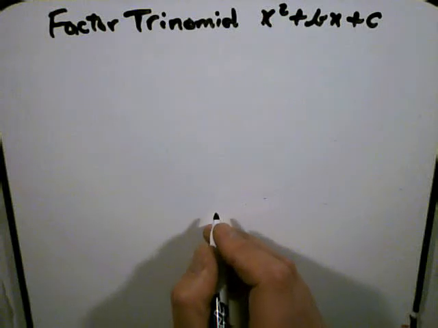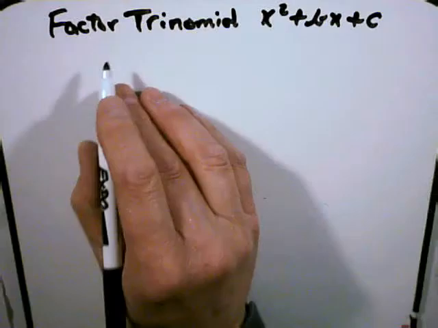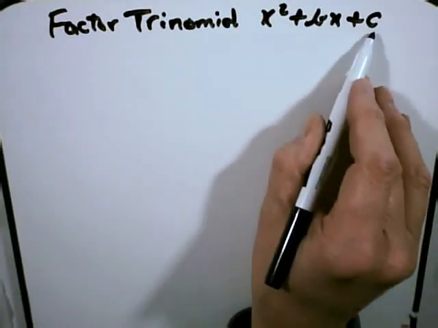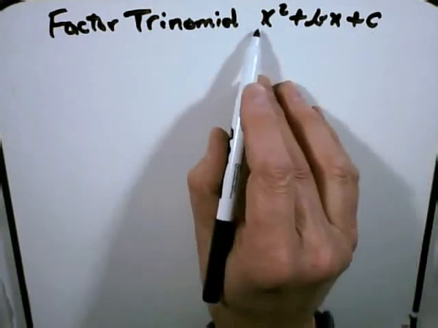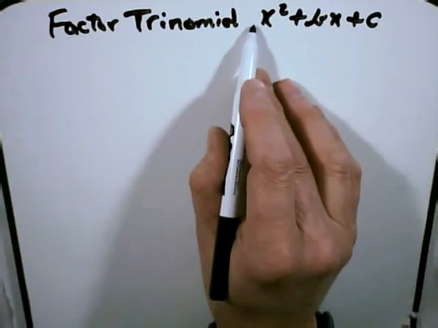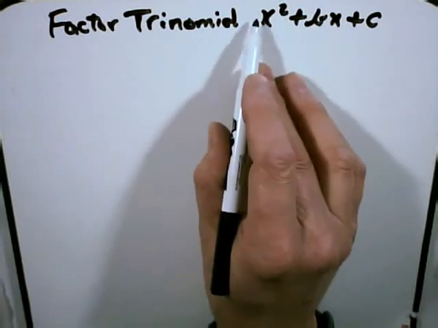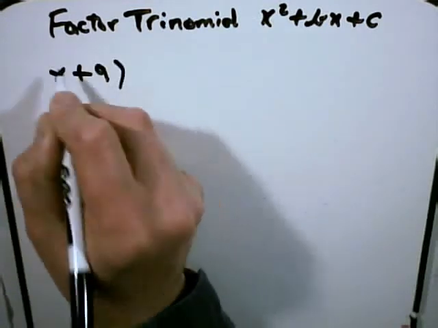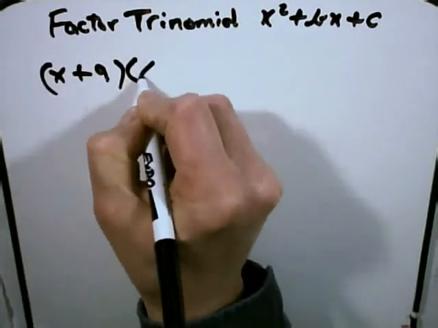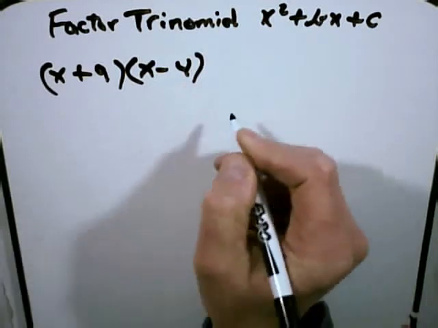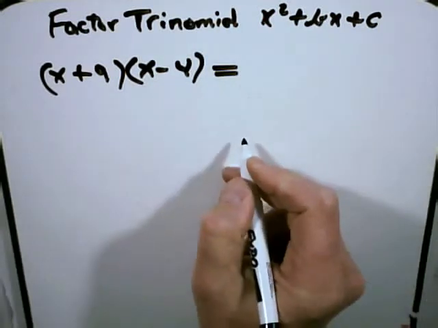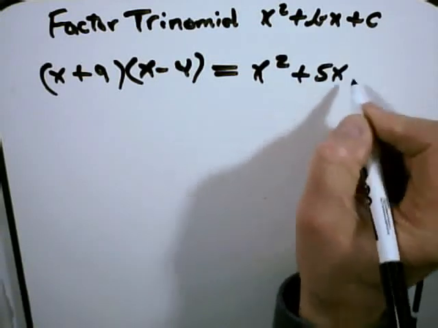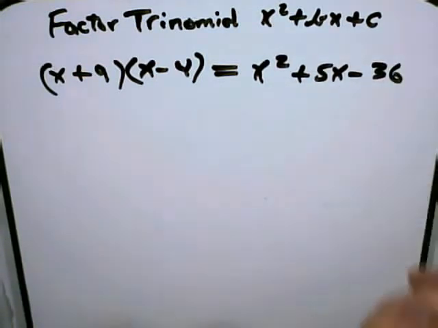In section 6.2, there's a nice technique for factoring a trinomial of the form x squared plus bx plus c. That is when the leading coefficient of the x squared term is 1. So consider this: x plus 9 times the binomial x minus 4. Now we can FOIL that, and you're going to end up with x squared plus 5x minus 36.